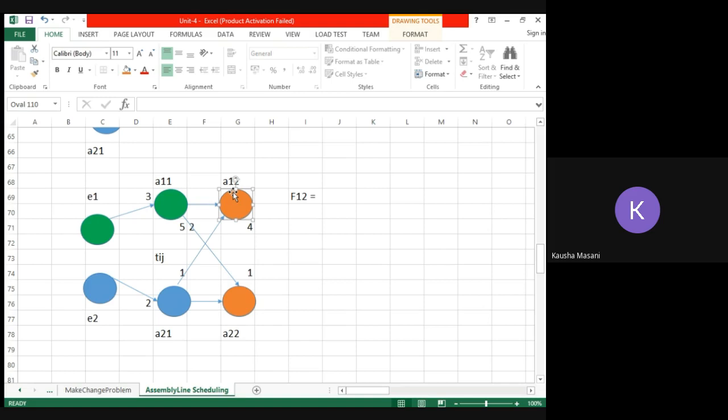So F12 is equal to the minimum of, if I'm maintaining the same line and not switching, then the formula will be F11 plus the cost at A12. Why F11? Because I am doing some work at E1 and A11 also, which I have already calculated. So I don't need to write E1 plus A11. Following? Online students, are you following?